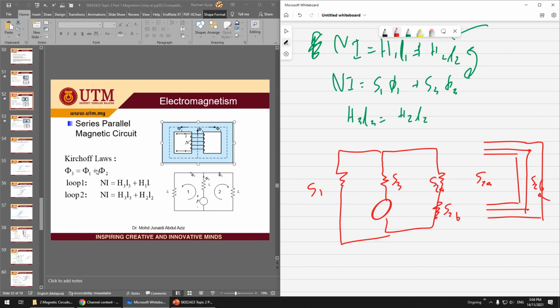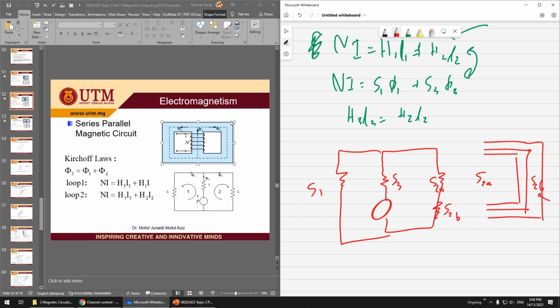So flux 3 equals flux 1 plus flux 2. So you have to assume the direction. Same here, if you do a loop here, make sure you follow it. So plus and plus. This one is plus and plus. Okay, that's it for series parallel or parallel series magnetic circuit.